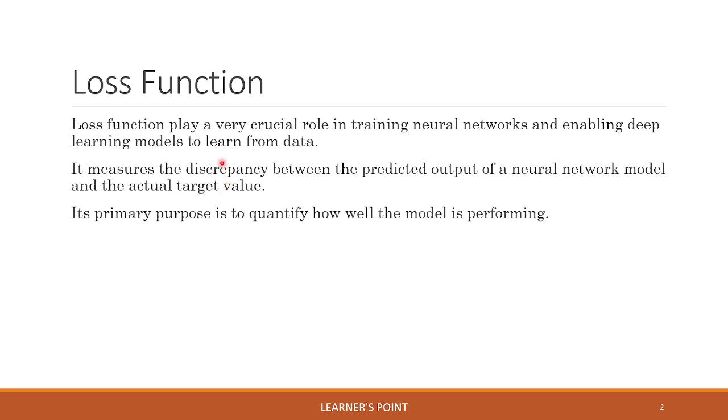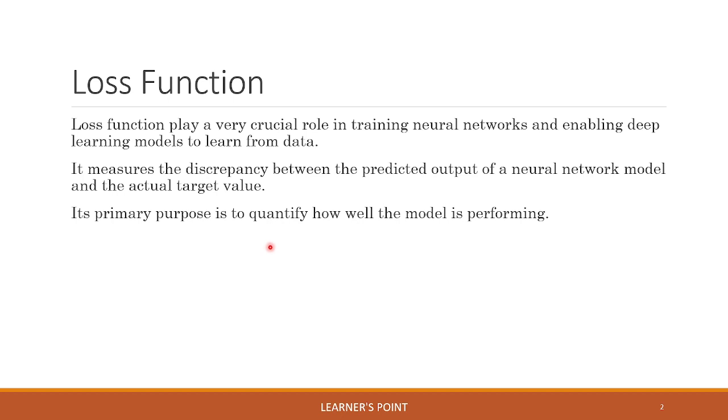Loss function measures or calculates the disparity or difference between the predicted output and actual output. The predicted output is the output generated by the model, and the actual output is the output that we expect. The main goal of loss function is to quantify how well the model is performing.